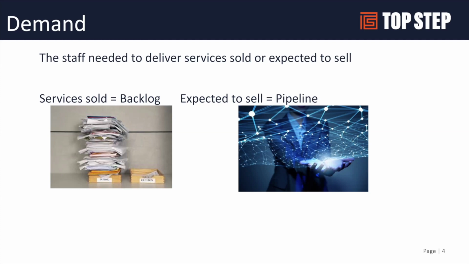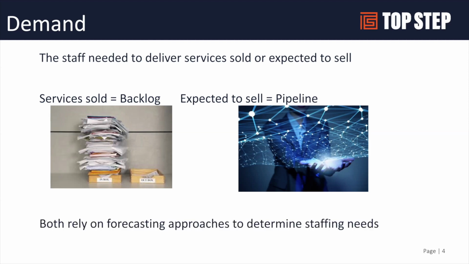And then also, what do we expect to close? What is our high degree of confidence pipeline that we need to layer into our demand so that we get a full picture of the future, both demand for resources versus the future capacity of our resource pool. Understanding both of these in your system is really critical to getting a full picture of what your overall demand looks like. And both rely on forecasting approaches to determine your staffing needs.